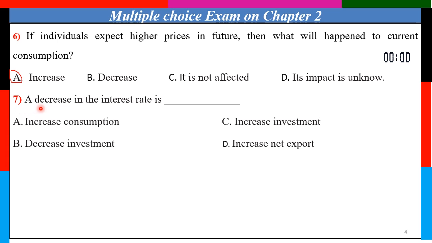Question number 7. A decrease in the interest rate is dash. A. Increase consumption. B. Decrease investment. C. Increase investment. D. Increase net export.